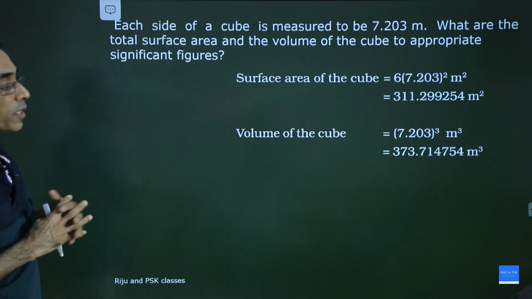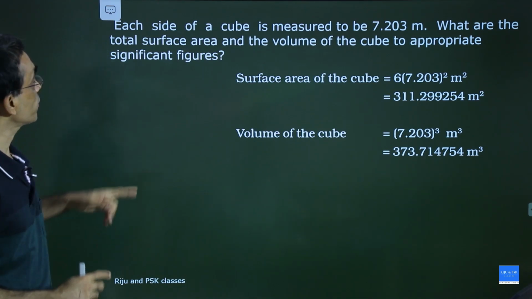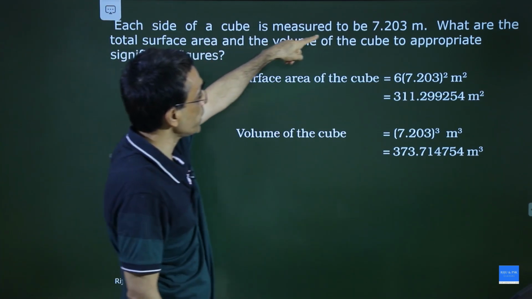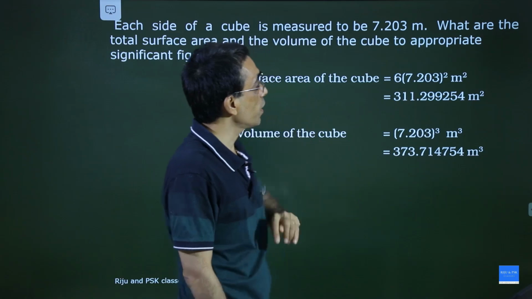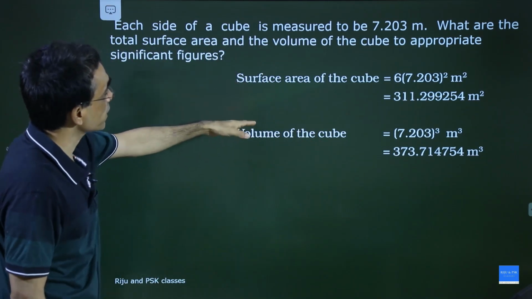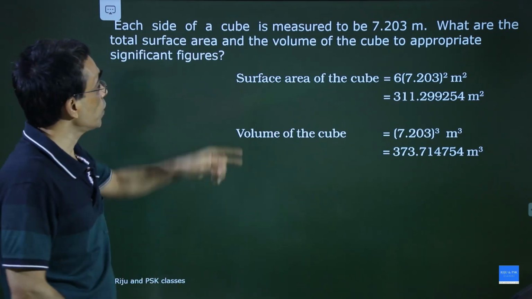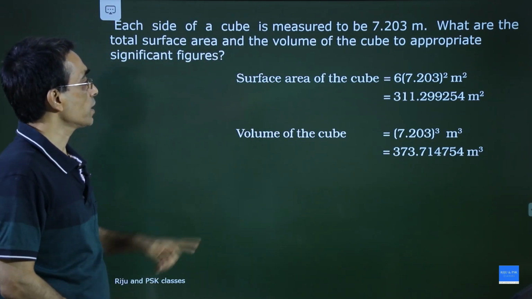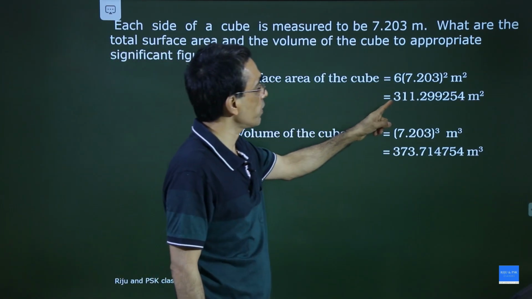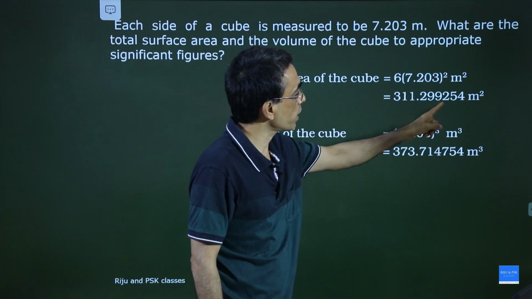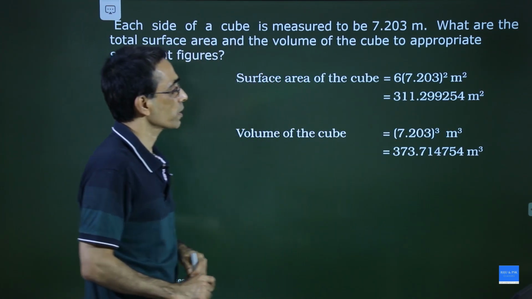Now, this is a question from your NCERT examples. Each side of a cube is measured to be 7.203 meter. What are the total surface area and the volume of the cube to appropriate significant figures? So, this is a case of multiplication. So, surface area of the cube will be given as 311.299 meter square.